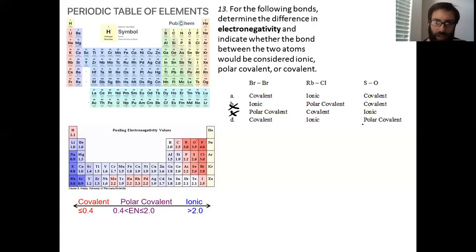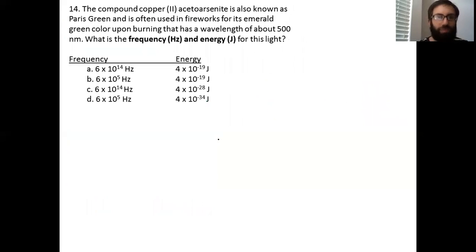So, is it covalent or polar covalent? Turns out to be polar covalent. Why? Sulfur and oxygen, 3.5 minus 2.6 is 0.9, and that's in between 0.4 and 2. So the correct answer is D. The sulfur oxygen bond is polar covalent. All right, next one.